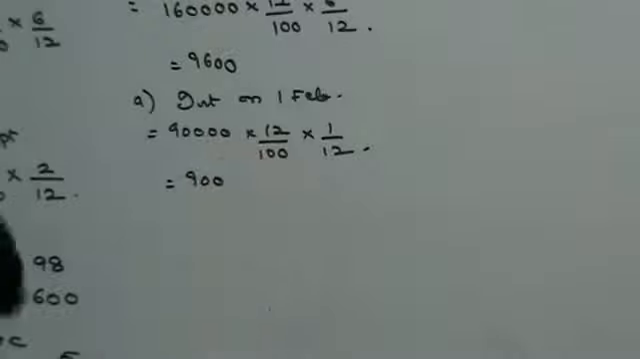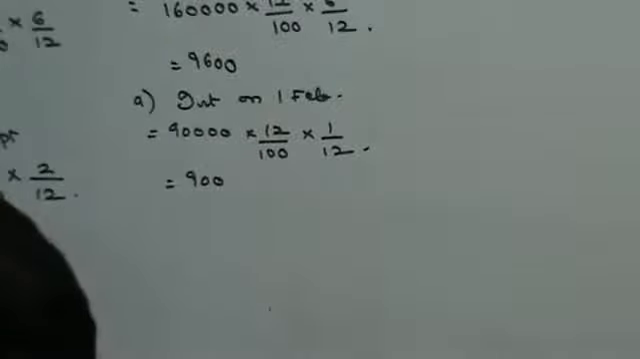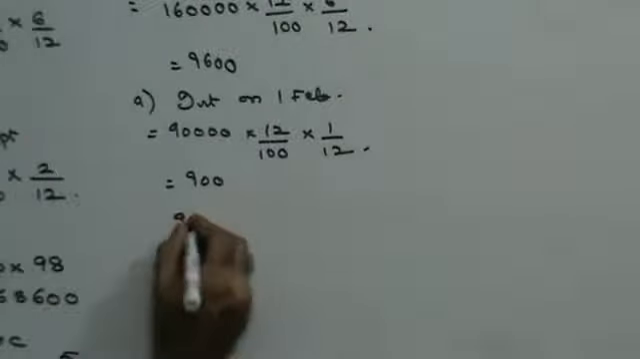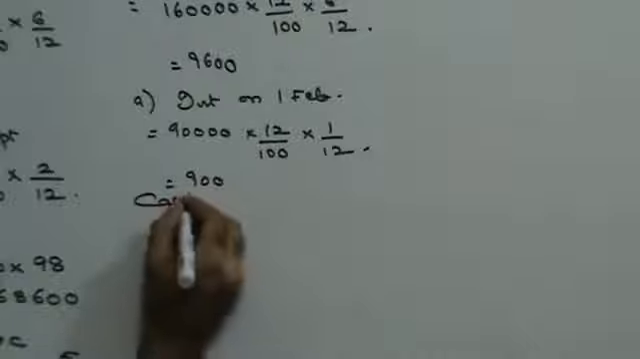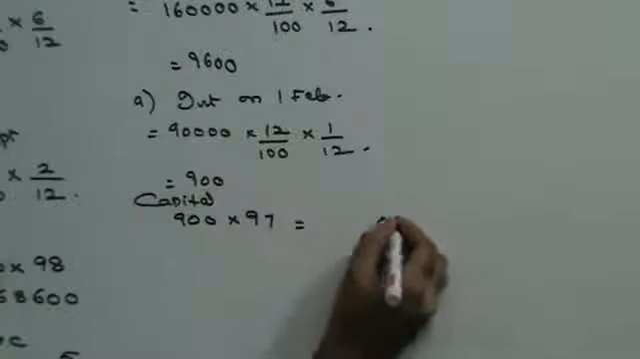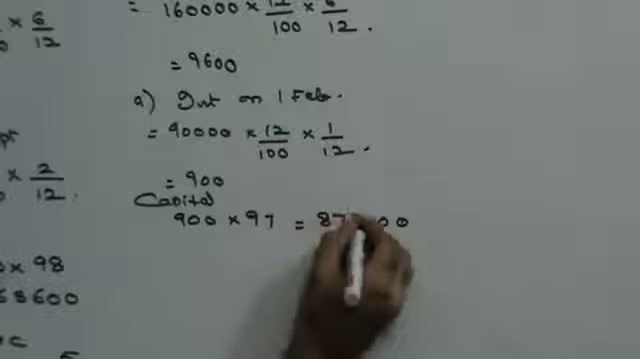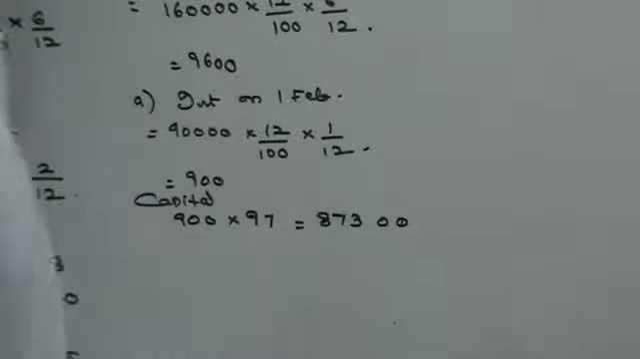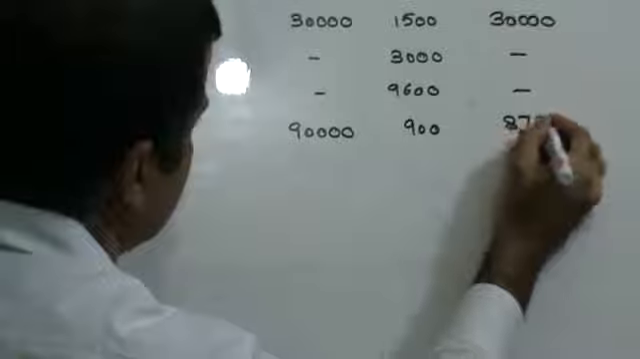Now, at what price did I sell? I sold this at 97 ex-interest. I sold 900 debentures at 97 ex-interest. Someone please. 87,300. Right? Let's write this down. So my interest is 900, capital value is 87,300.